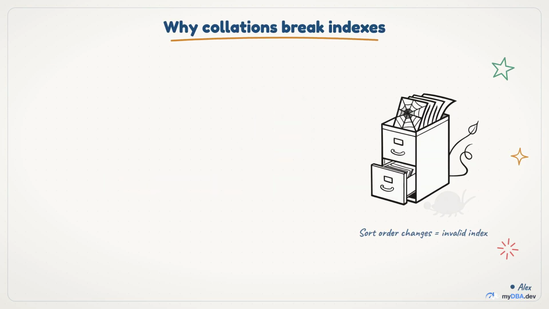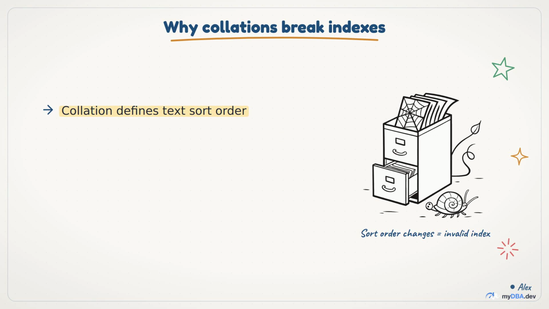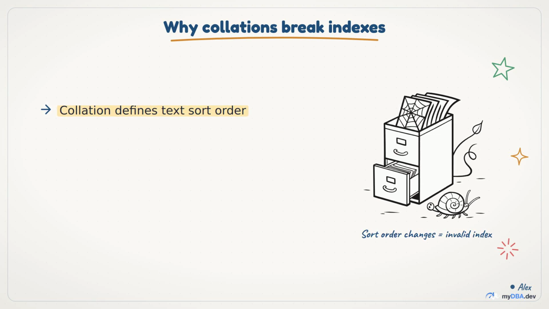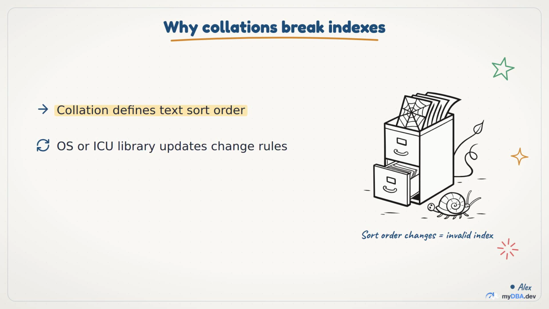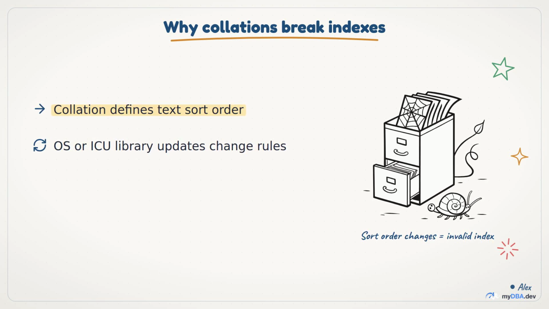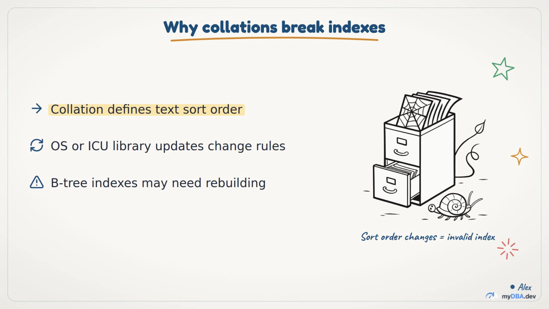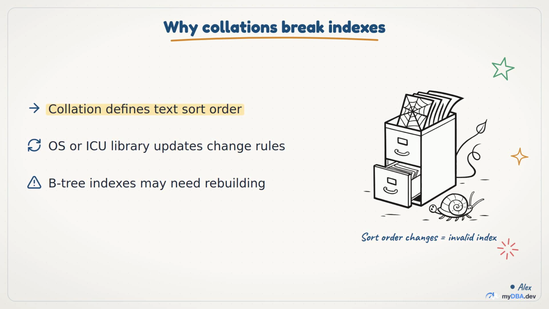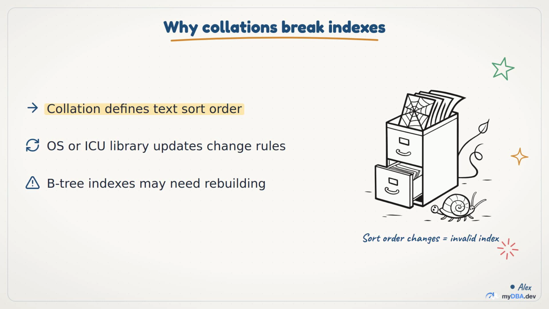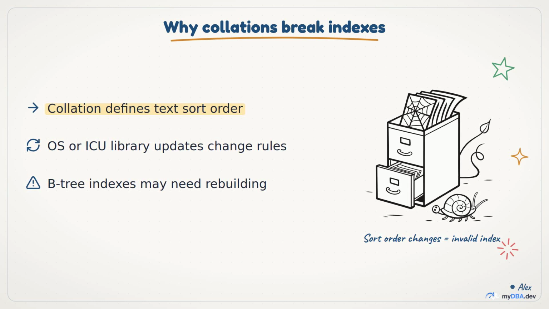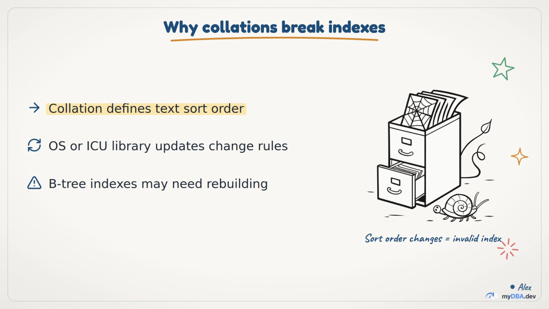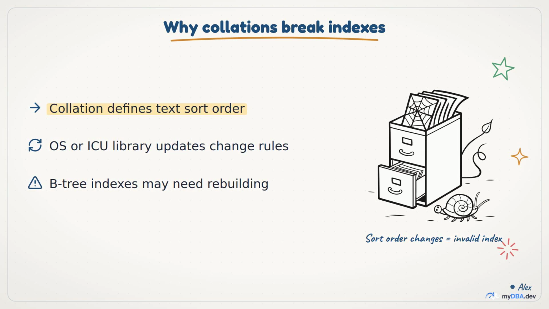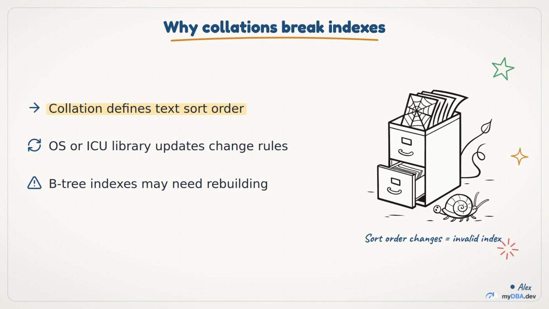Collations define how text is sorted and compared. If the underlying collation library, glibc on Linux, or ICU if you're using ICU collations, changes its sorting rules between the old and new Postgres versions, any B-tree index on a text column using that collation may be sorted in the wrong order. The index structure is intact, but the sort order can be invalid, so index scans can return wrong results or miss rows entirely.